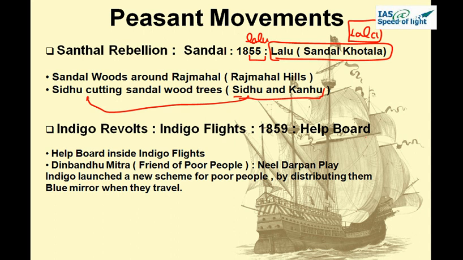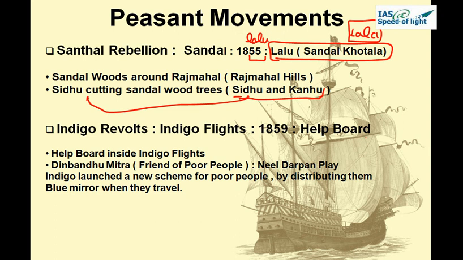So Santhal rebellion, Lord Dalhousie, year 55. So 55 automatically becomes 1855. It's common sense. So Lalu Prasad Yadav, Sandal Ghotala. Location was Bengal, Rajmahal Hills, the sandal trees around Rajmahal. Then Navjot Singh Sidhu, we are linking with sandal, that is Sidhu and Kanhu.